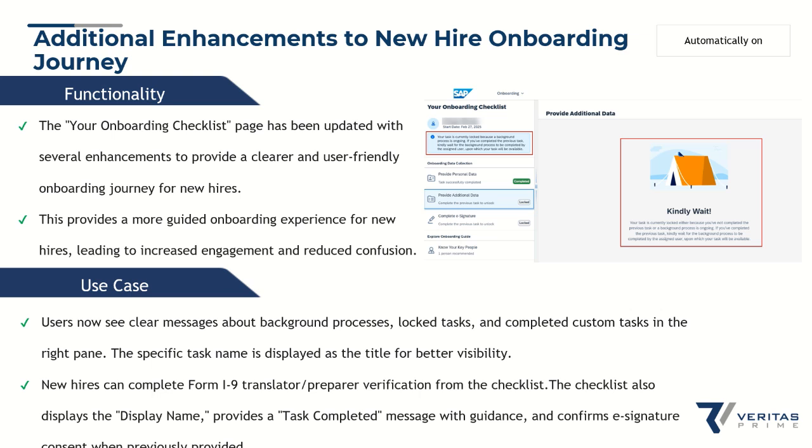So we continue to focus on the new hire experience itself. The new onboarding checklist page has received several updates to make the journey clearer and offer more guidance. Functionality-wise, new hires will now see a clear message about the process and locked tasks. The specific name for each task is now more visible. Importantly, the new hire can now complete their Form I-9 translator or paper verification from the checklist. Other improvements include displaying the new hire's preferred display name and providing a confirmation message for a previously signed document.